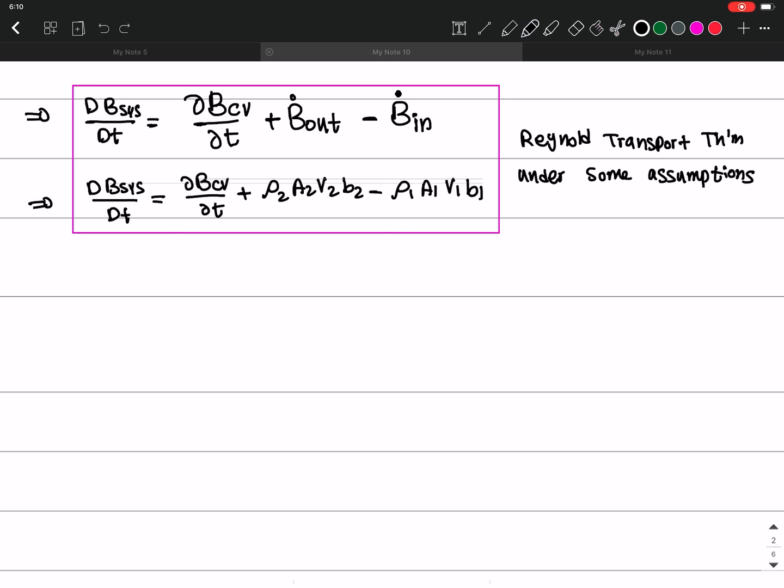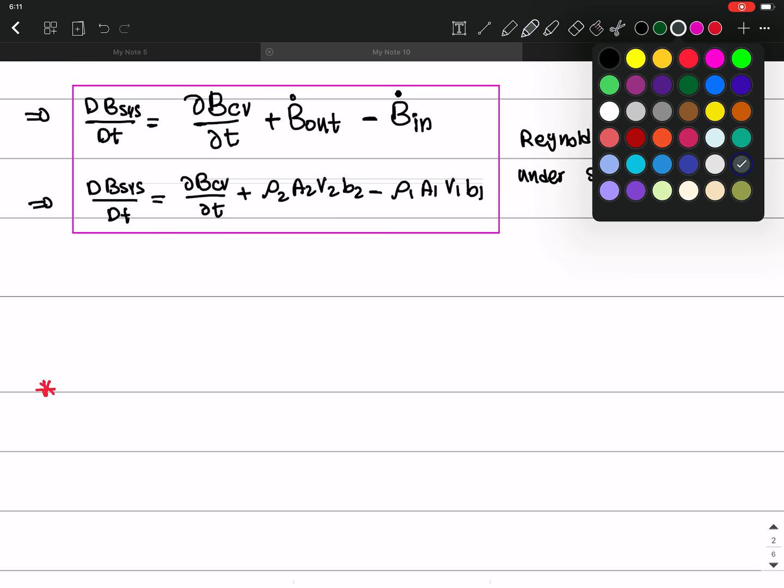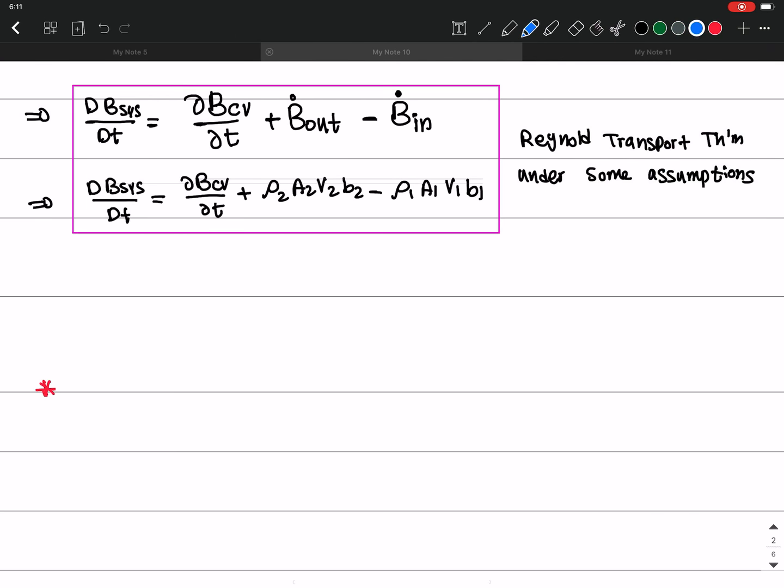Okay. And in a 3D form, this will find a very interesting form that I'm going to show now. That's why we use this Reynolds transport theorem. So let's look at this in a more general way. The topic now is the general form of Reynolds transport theorem.